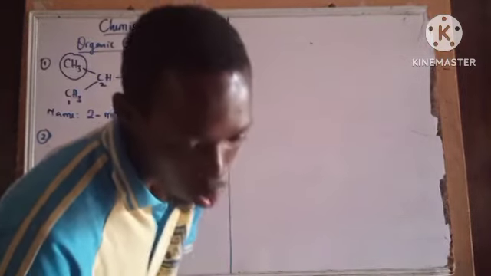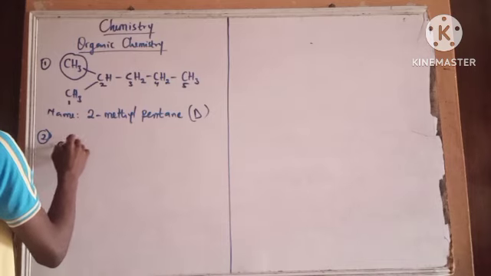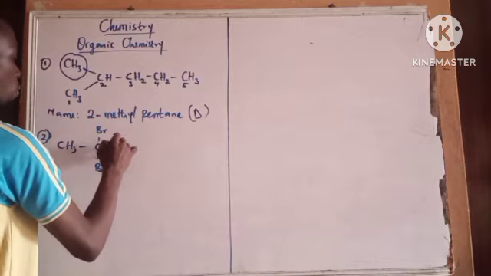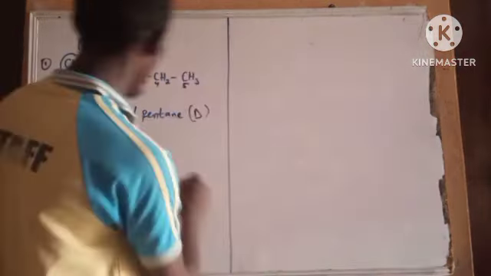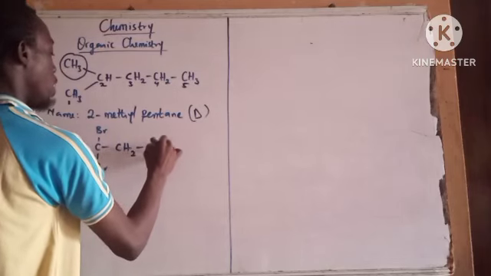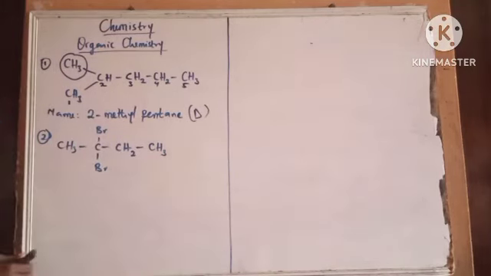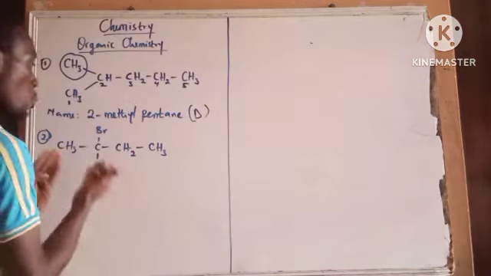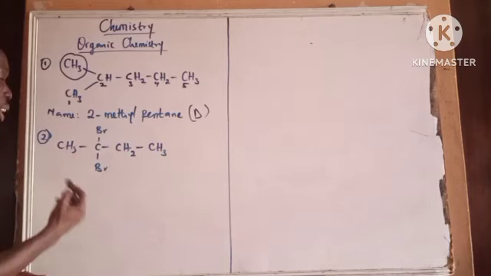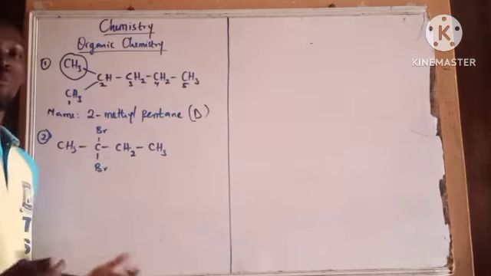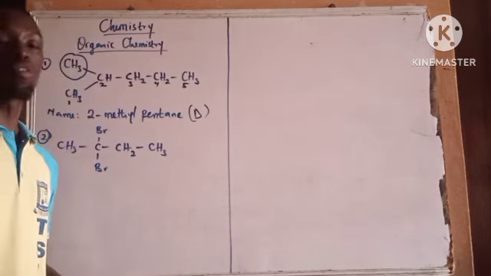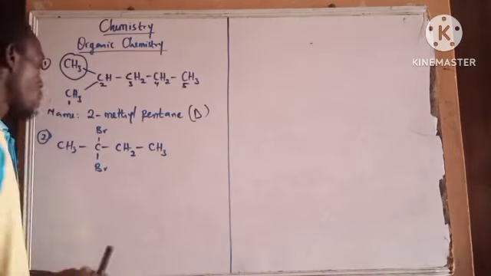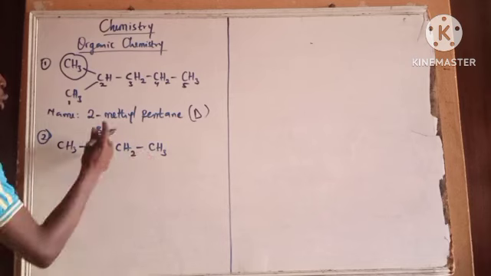Now, for question 2, we have this compound given to us: CH3, C, Br, CH2, CH2, CH3. Again, the first thing is to identify your longest continuous carbon chain. From what you can observe here, our longest continuous carbon chain is 1, 2, 3, and 4. 4 carbon atoms, which is but. It's going to be but.